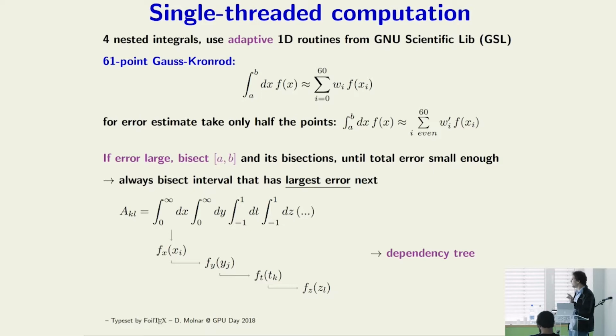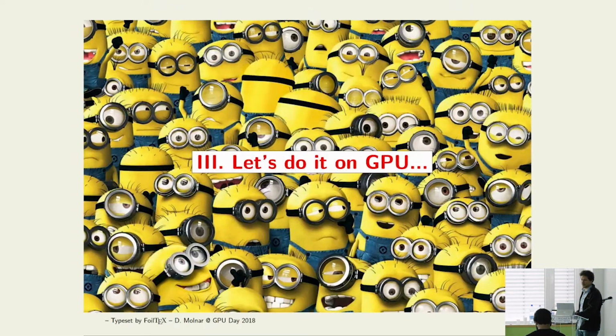Once I have this done, only then can I move to the next level and keep taking points. I cannot evaluate a lot of points together. In each step, I evaluate 61 more points, or if I have two intervals, times two. So the question is, what can we do on a GPU?